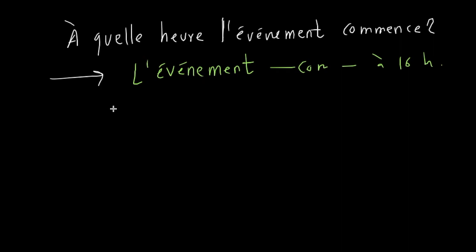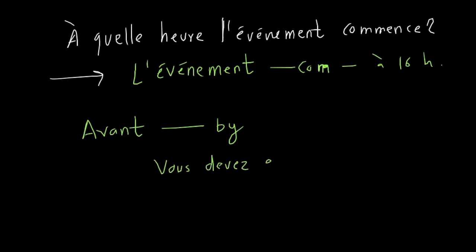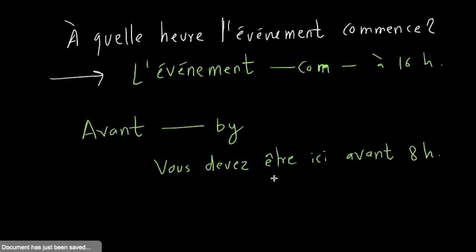One more expression that is kind of useful when it comes to time is "avant". "Avant", and then you have to specify the hour. It basically means "by". For example, you are telling someone you should be here by 3 o'clock. How will you say that? "Vous devez être ici avant 8 heures." You must be here by 8 o'clock.